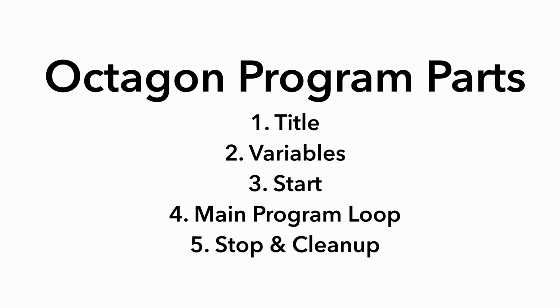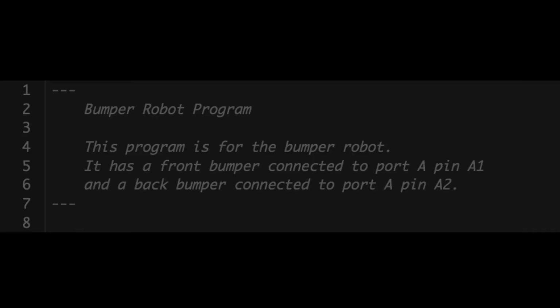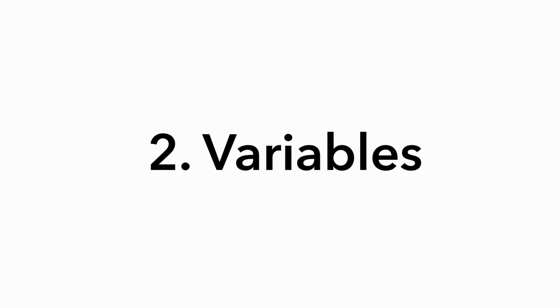Octagon program parts. To help illustrate this program, we're going to break it down into its different parts, and the first part of all Octagon programs is the program's title. Program title. This is where you have the name of the program, followed by a brief description of what it does, and any hardware ports that need to be set up, which in our case are port pins A1 and A2. This doesn't sound very important, but 6 months from now when you want to know what the program does, this can be very helpful.